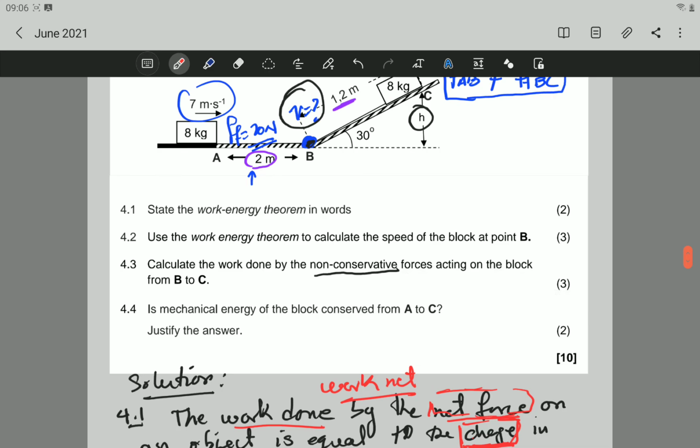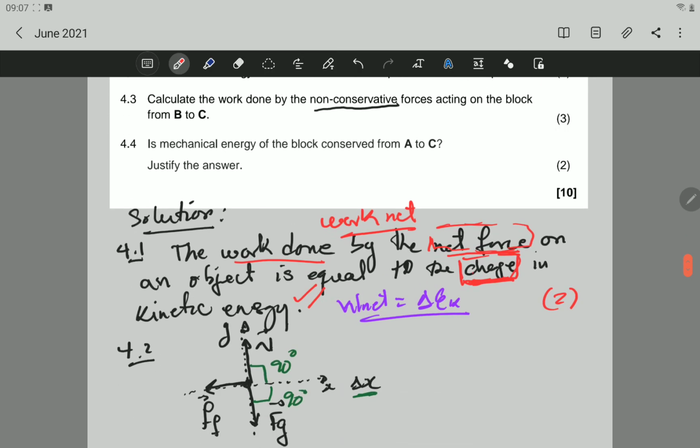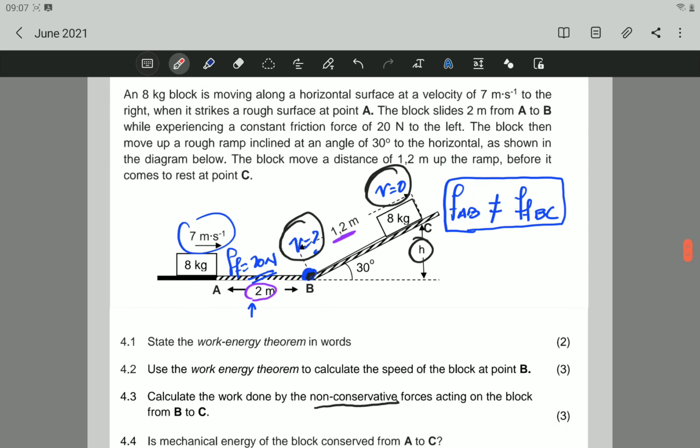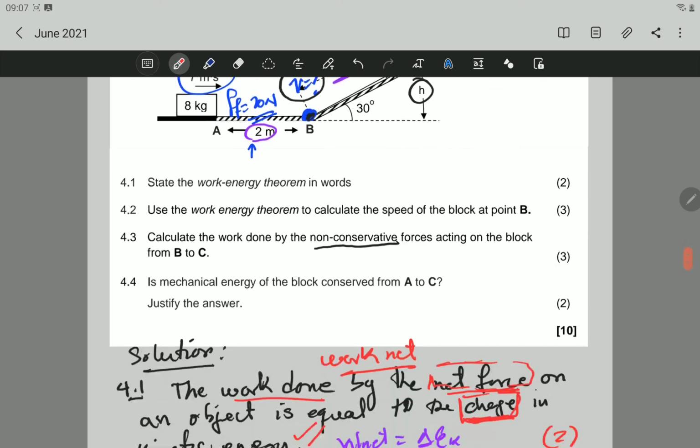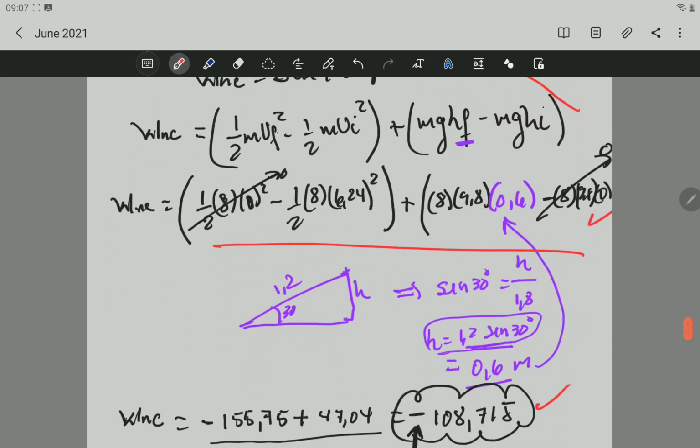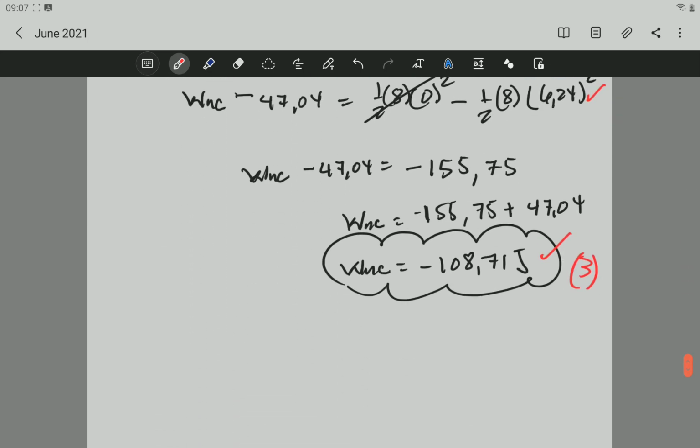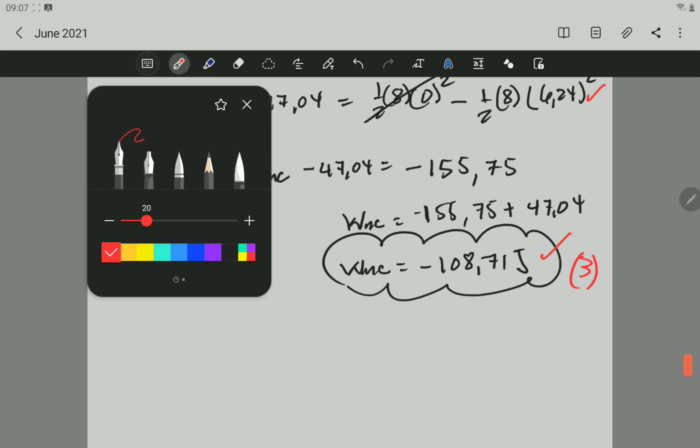Now, the final question of the problem is quite easy. They say, is mechanical energy of the block conserved from A to C? Remember, the law of conservation of mechanical energy states that in a closed or isolated system, the total mechanical energy is conserved. However, the system is not closed. There are non-conservative forces. There is friction present. So the answer, the best answer, the easiest one, is to say no, and that is 4.4.